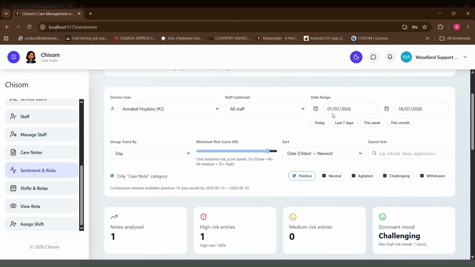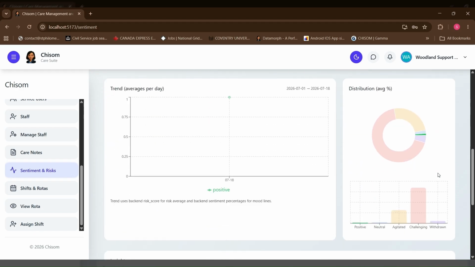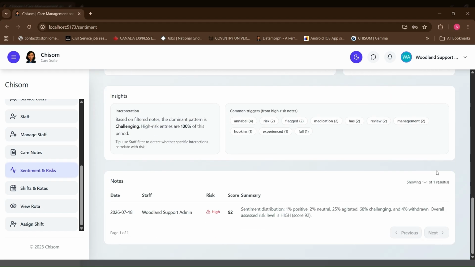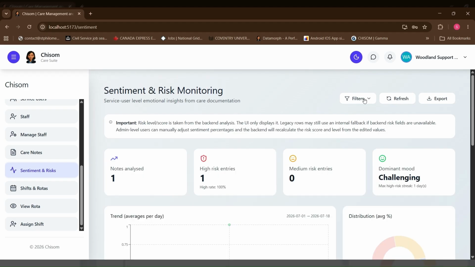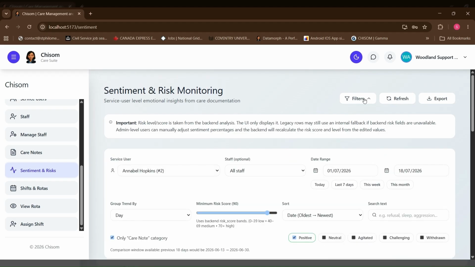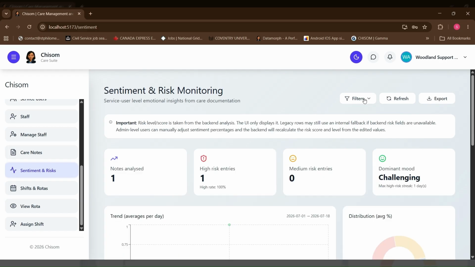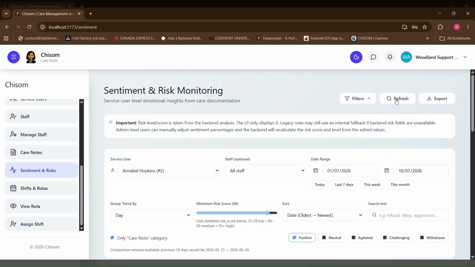If I click on month, it goes from this to today, which is the 18th, because obviously there are no activities tomorrow yet. So this is a very detailed system. If I come over here and click on filter, you can remove a filter, you can add a filter. You can also refresh it. And the good thing is, you can also export this as CSV, and you'll be able to see the information here.